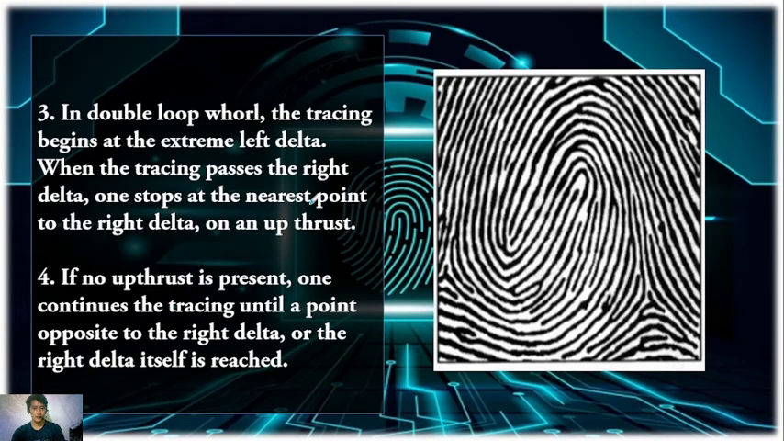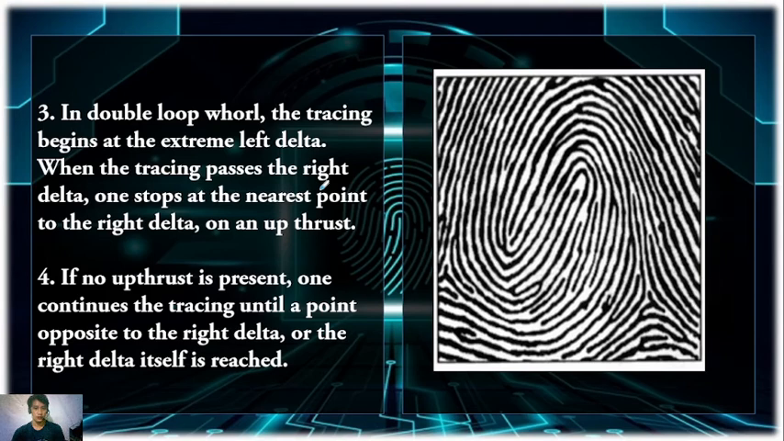Okay, and paano naman kapag double loop whirl siya? Kapag double loop whirl naman siya, the tracing begins at the extreme left delta. So when the tracing passes the right delta, one stops at the nearest point to the right delta on an upthrust. Okay, so if no upthrust is present, one continues the tracing until a point opposite to the right delta, or the right delta itself is reached.